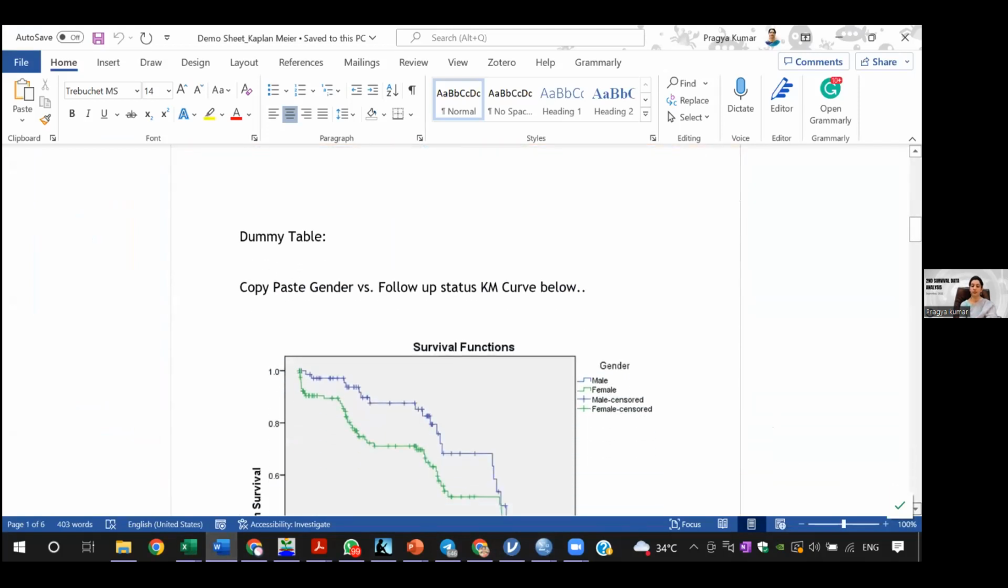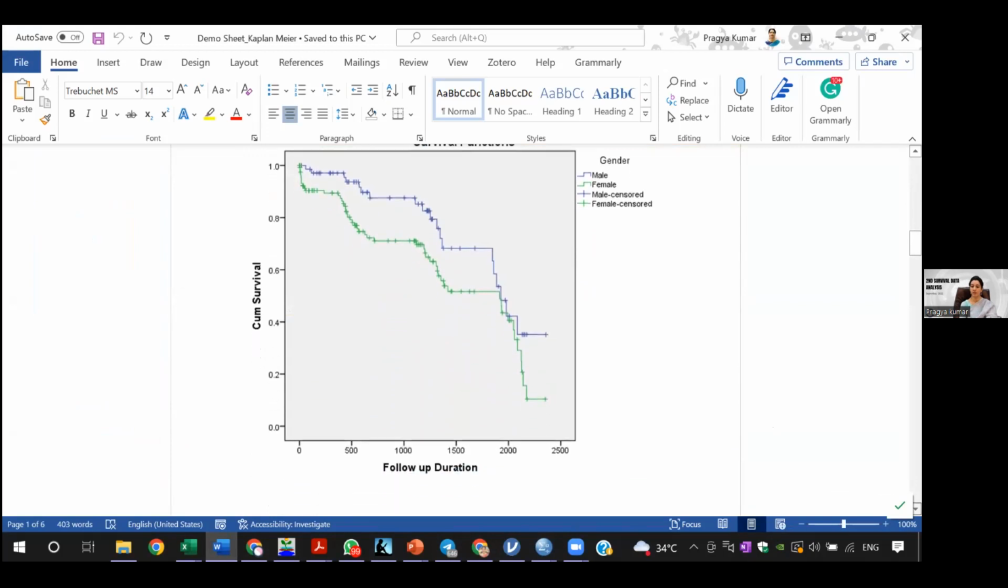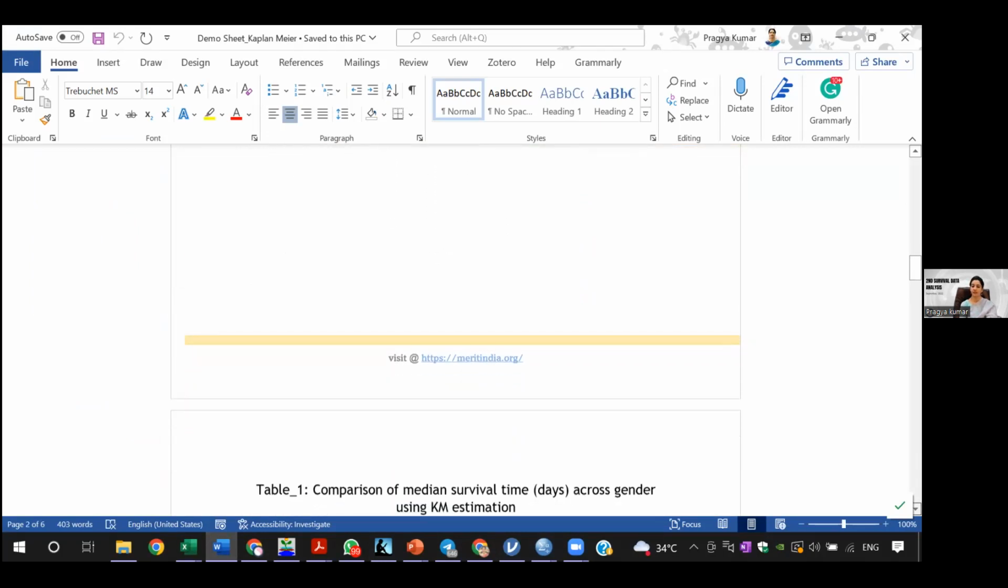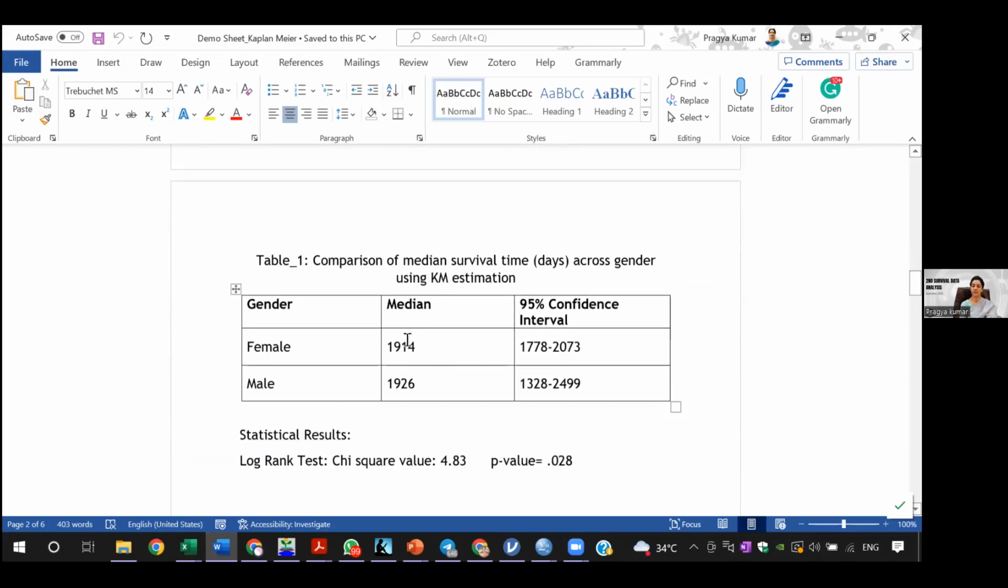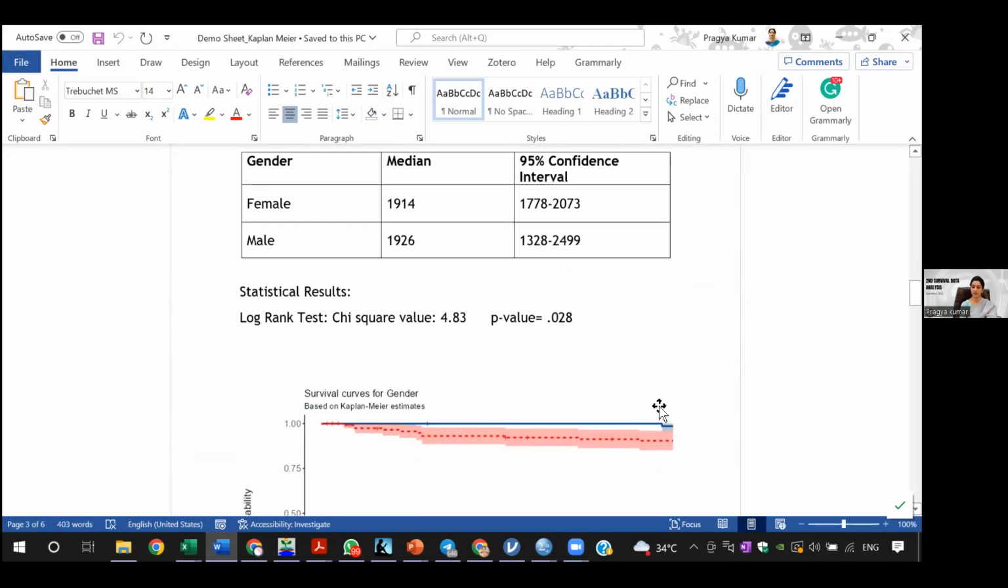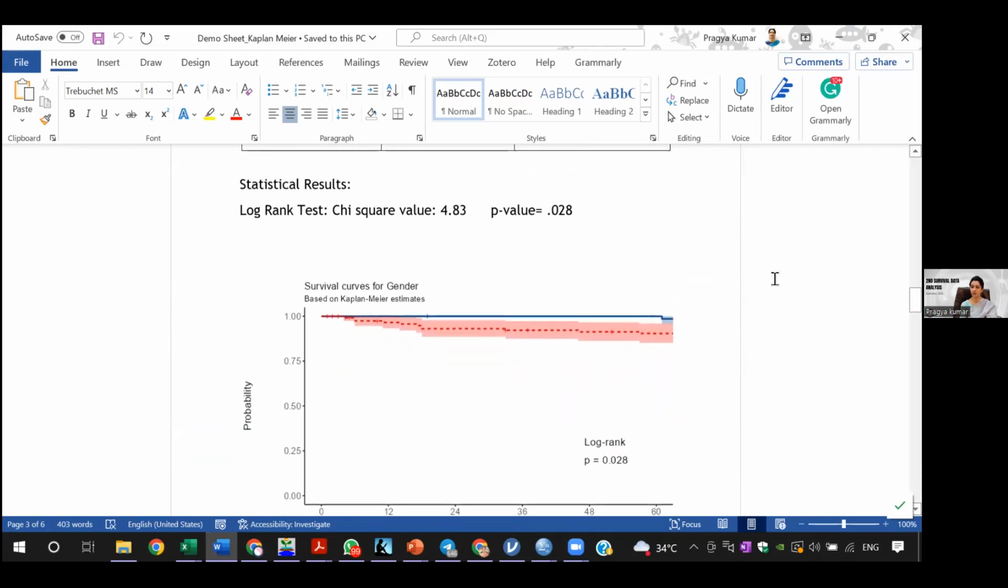You can have more than one outcome. So this is the graph, the same graph. Change of axis, yes, I will explain later. And then you can see this mean and median and 95% confidence interval. So this is the median for female and this is the median for male. And then this log rank value is significant. You can see for gender how JAMOVI is giving it. So we'll see the JAMOVI also.